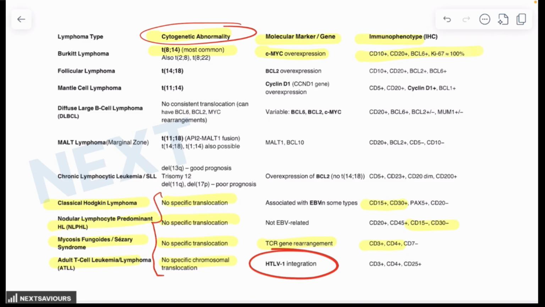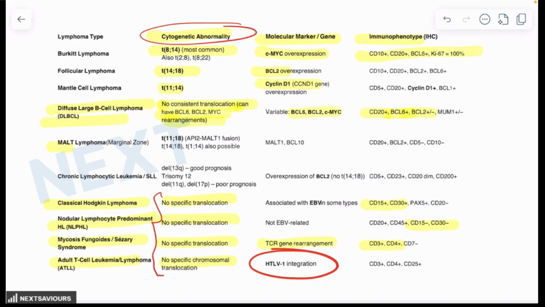While in case of follicular lymphoma, the translocation is usually t(14;18), and t(11;14) for mantle cell lymphoma. There will be an overexpression of BCL2 in case of follicular lymphoma, while cyclin D1 gene overexpression in case of mantle cell lymphoma. Now, diffuse large B-cell lymphoma is identified by a non-consistent translocation that can have BCL6, BCL2, MYC rearrangement, along with CD20, BCL6, and BCL2 positivity.